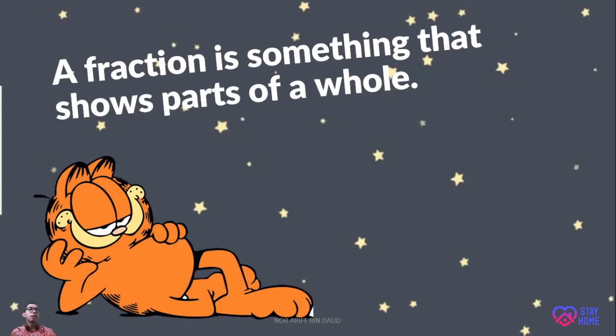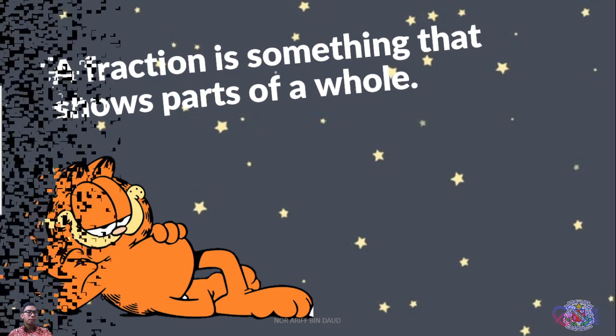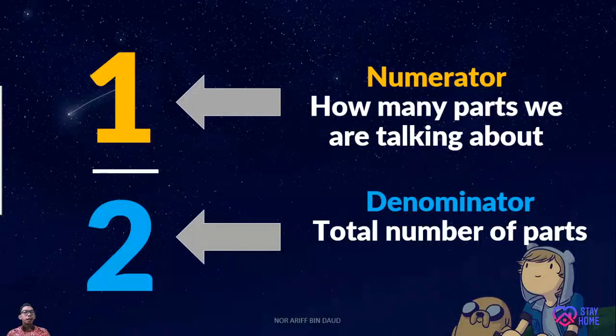So now, a fraction is something that shows parts of a whole. You must remember these things. Remember this one: the denominator must be at the bottom and the numerator must be at the top. The denominator is the total of parts, and the numerator is how many parts we are talking about.